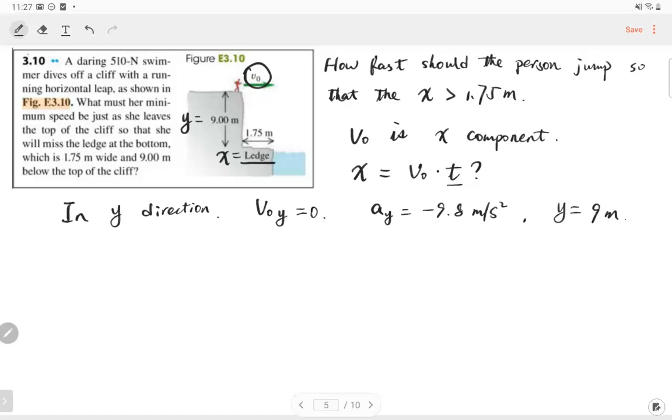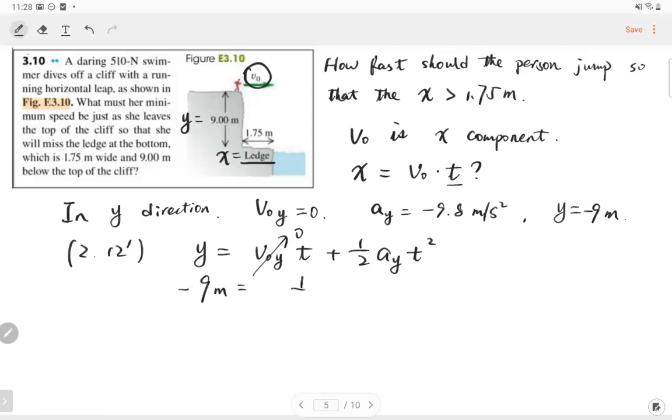So let's use equation 2.12 prime. The 2.12 prime says the displacement equals V0 in the y direction times t plus 1/2 a_y t squared. Initial velocity is zero and a is 9.8. In the y direction, because the direction goes down, I use negative 9 meter equals 1/2 times 9.8 meter per second squared times t squared. So we can solve for t.